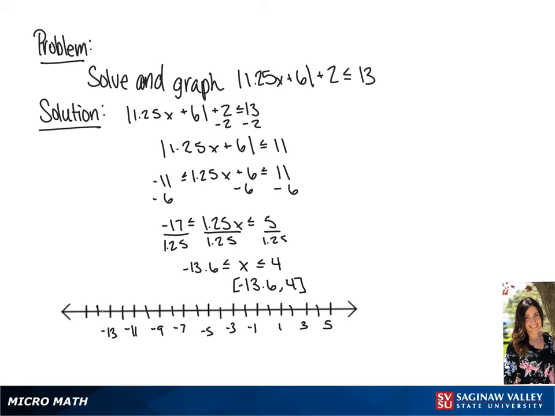Now to graph it, we're going to draw a closed circle around negative 13.6 and a closed circle around 4, and we are going to connect those two points.